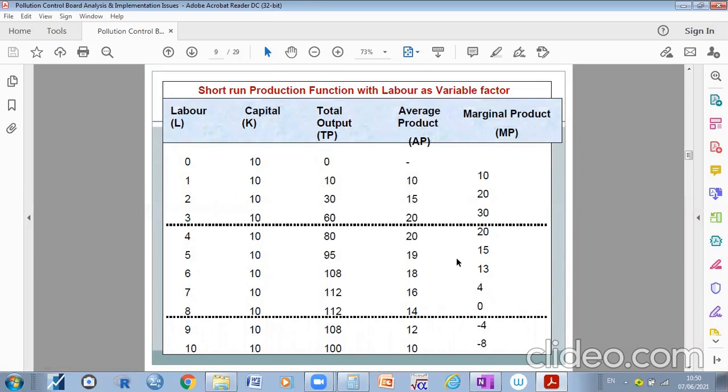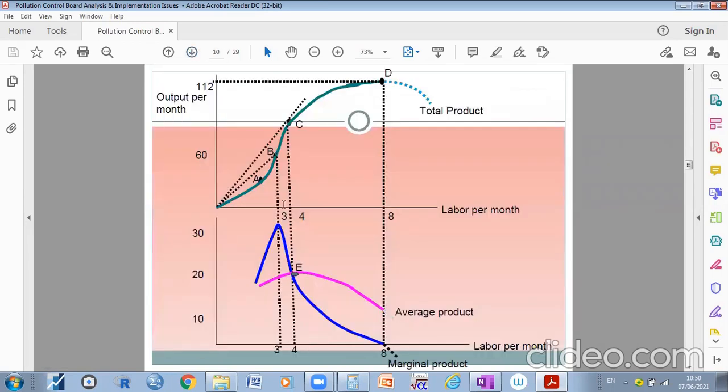But how can we express this kind of thing in graph form? See, this is labors. So this is output. This is called the total production curve. Total production, nothing but as labors increase, the output increases. The total production increases.